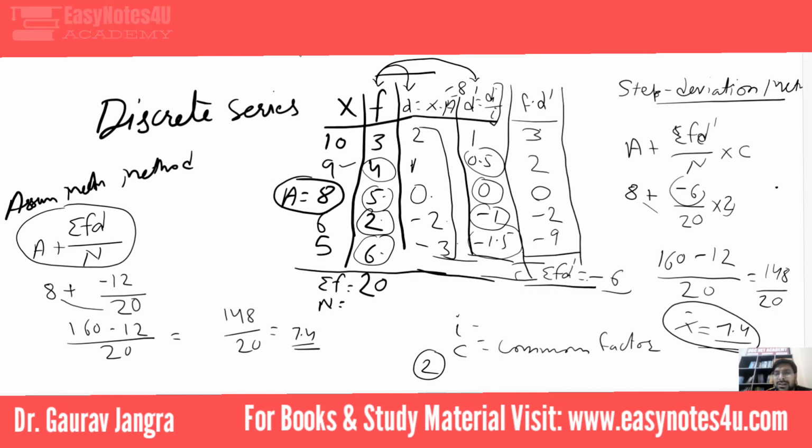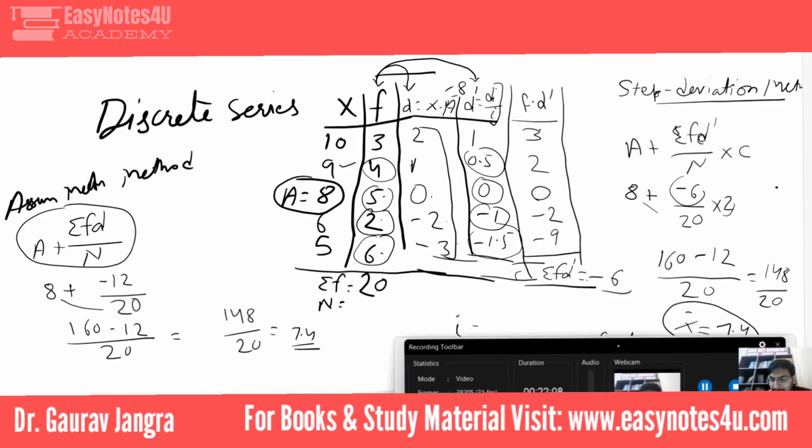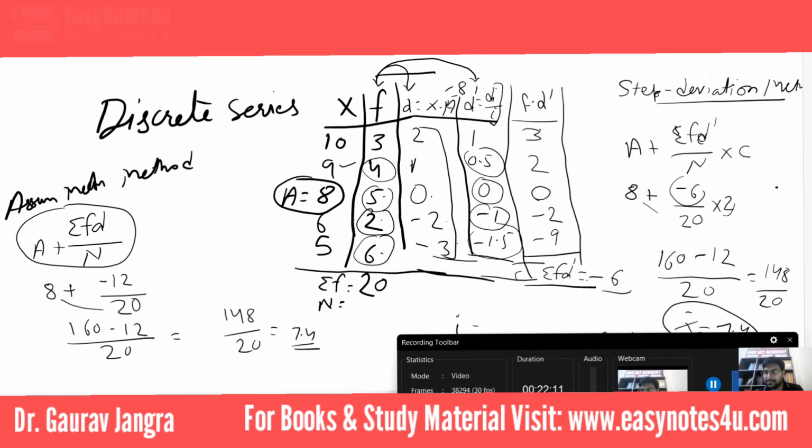Now we are proceeding towards the continuous series. How can we calculate the arithmetic mean in the continuous series from all three methods? So let's start from the continuous series. In the continuous series, again we will solve it from all three methods, for the arithmetic mean.